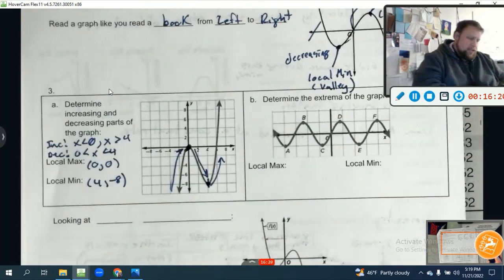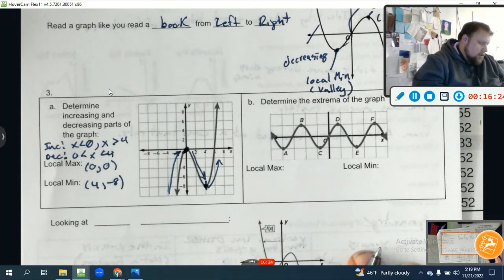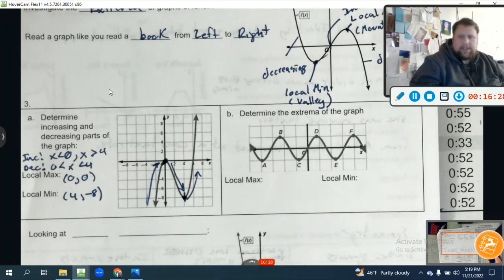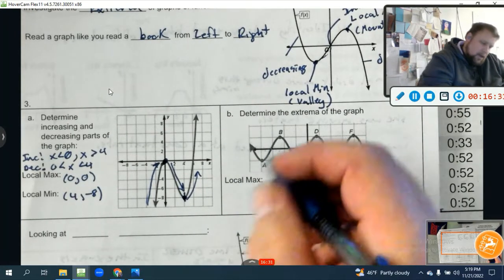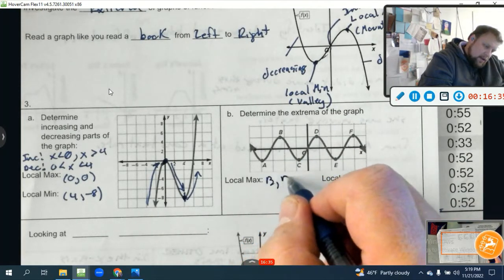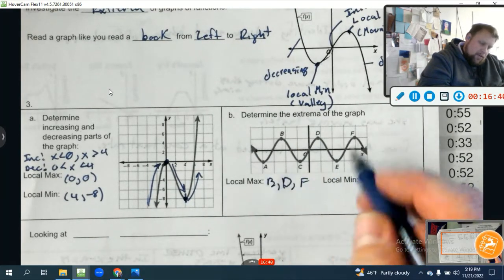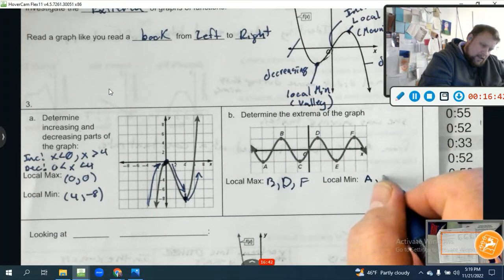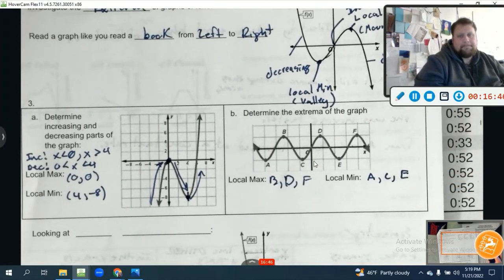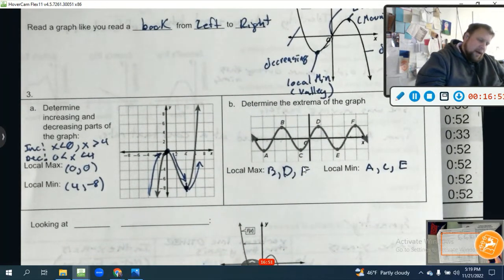Take a minute. I don't need you to identify the increasing and decreasing areas, but identify the local maxes and the local minimums and write down the letters associated with them. Ready, set, go. Okay? Hopefully for local max, all the mountaintops are B, D, and F. And the local minimums, all the valleys, are A, C, and E. Ace. Awesome.